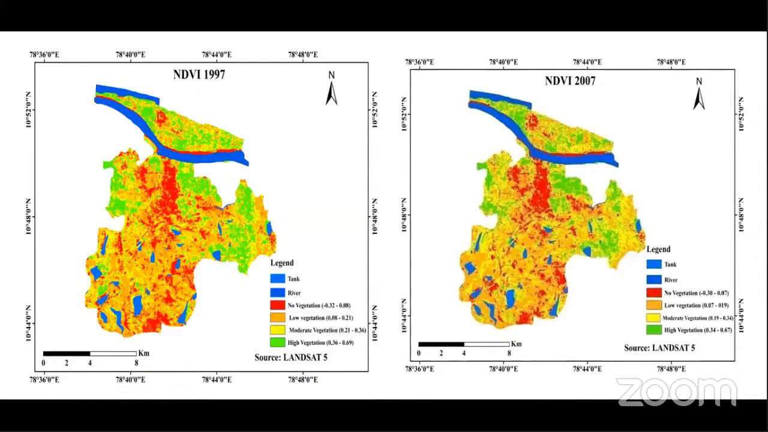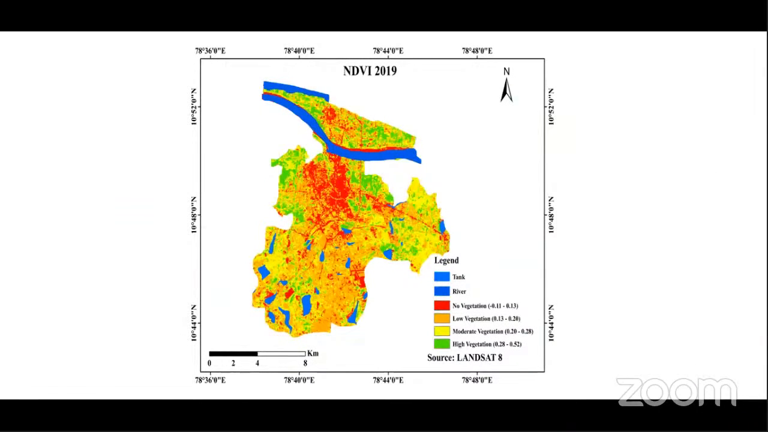Then this is the NDVI for 2019. Here red shows no vegetative area. That is, NDVI has shown a very strong negative relationship with LST, which I'll show you in the next slides.